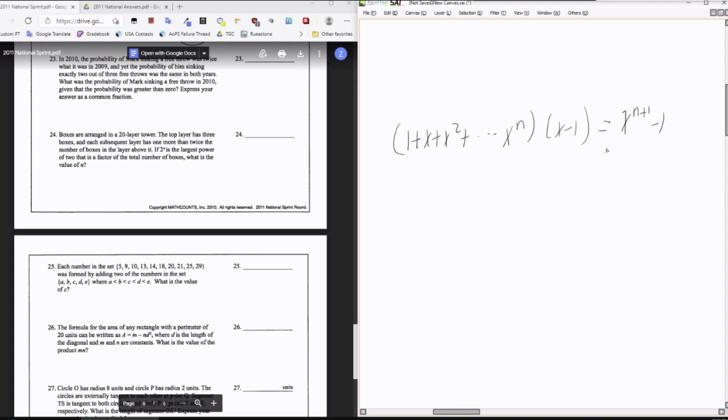Just, if you don't know it, look at it a bit. But yeah, that's the takeaways from this problem.